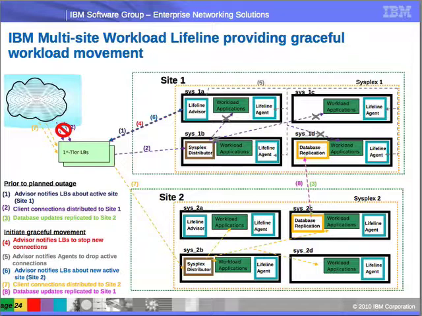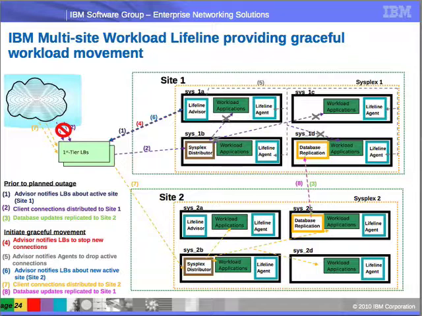Because of the term graceful, that really means we have no data loss. Every update that was done to database 1 is now applied over to database 2. And we can guarantee that no more updates are happening, because we've told the first tier load balancer to not send any new connection requests in, and we told all of the agents to break any existing connections. So now we know there are no transactions for this workload flowing into Site 1.